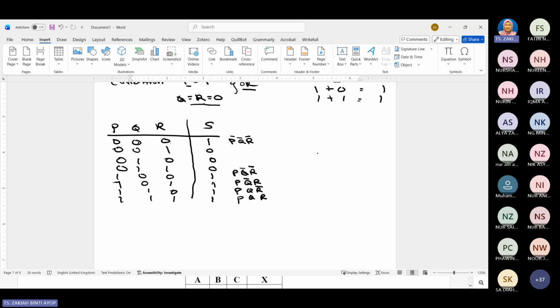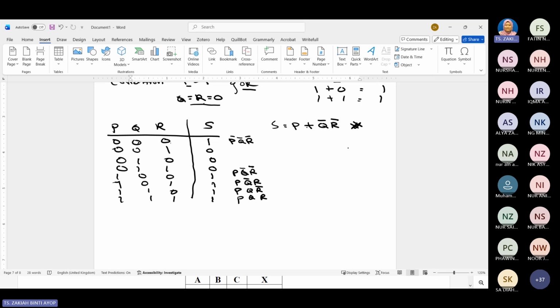Yes, you can use the same method as I have shown you before. If you are not sure what the answer will be, the final answer should be, you should simplify it as S is equal to P plus Q bar R bar. The final answer should be this one.